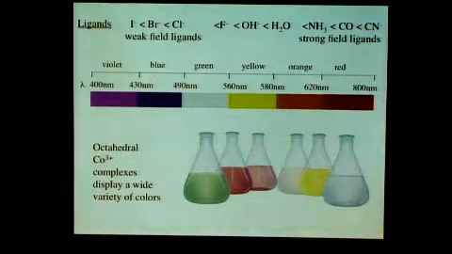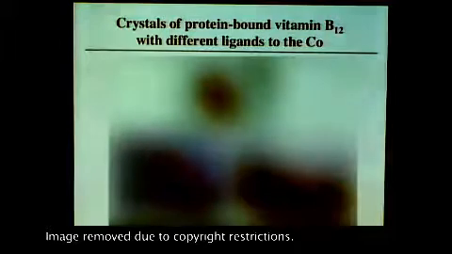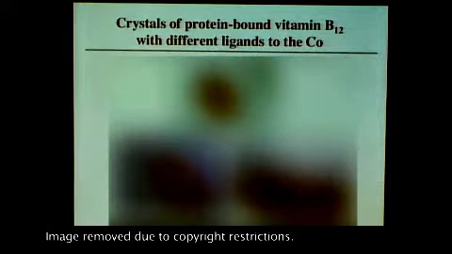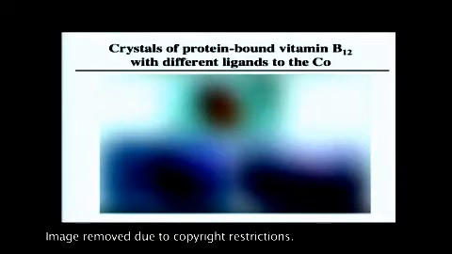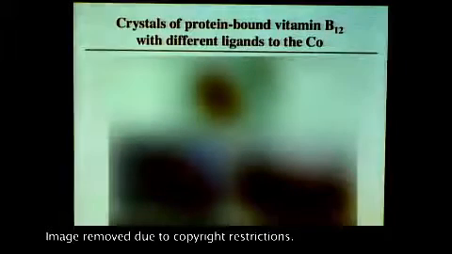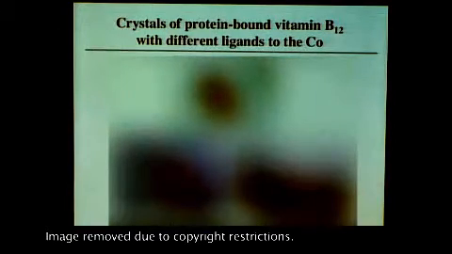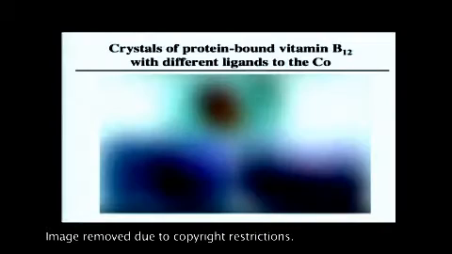So I'm just going to end with one more biological example. And here are some pictures of actual colors. This is cobalt coordinated to vitamin B12. So one ligand gives you this brilliant red color. Another gives you an orange color. And a third ligand gives you a pink color. So you can tell the oxidation state of vitamin B12 by the colors of the molecule.